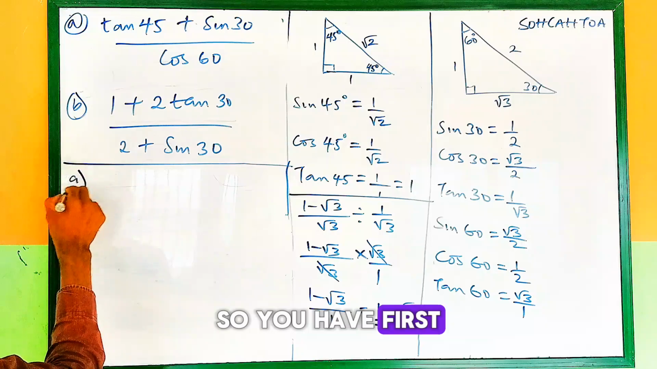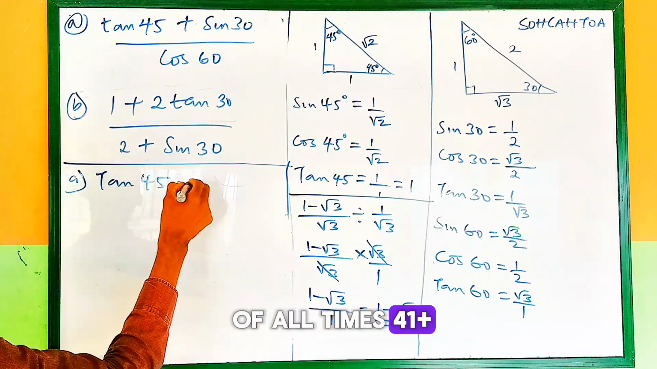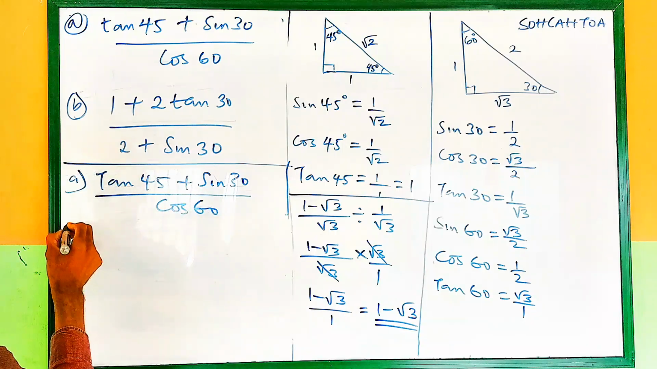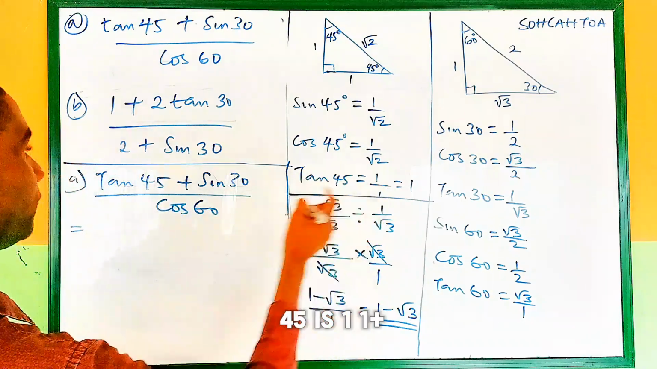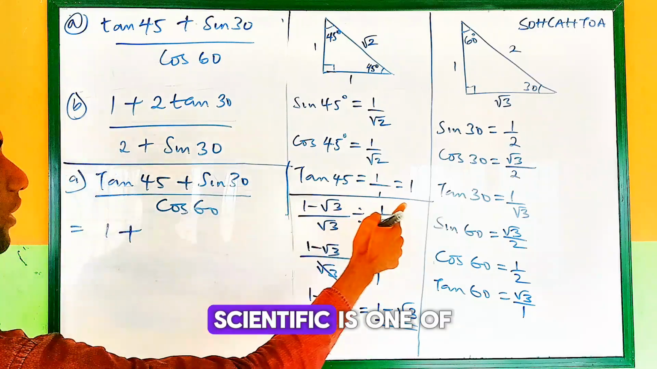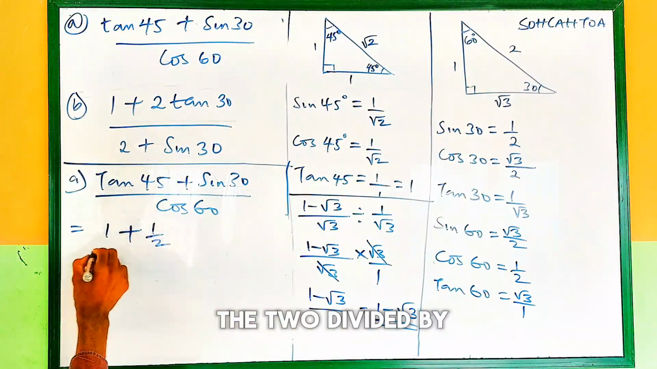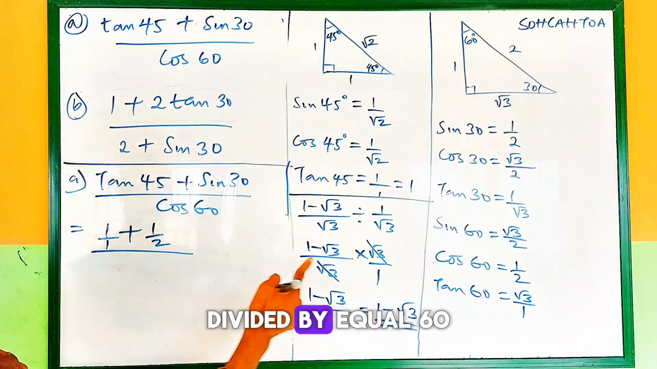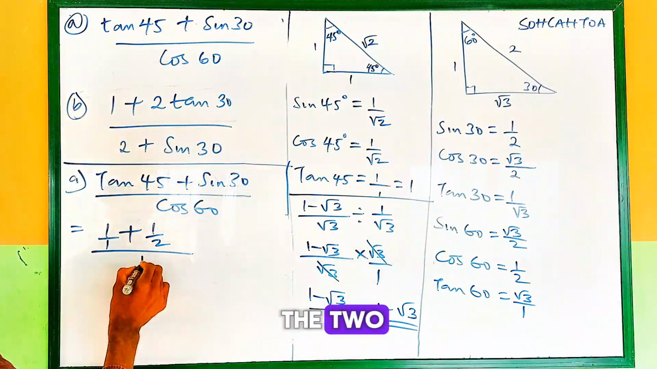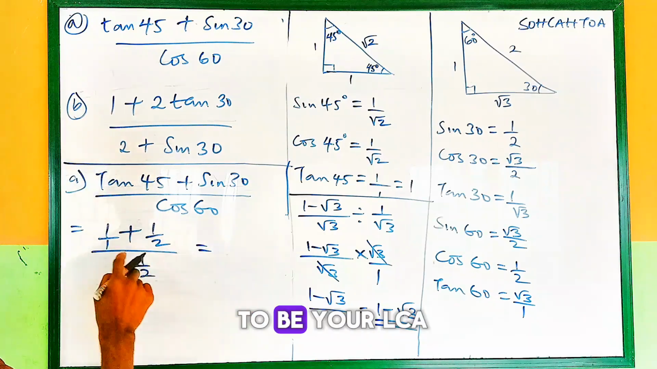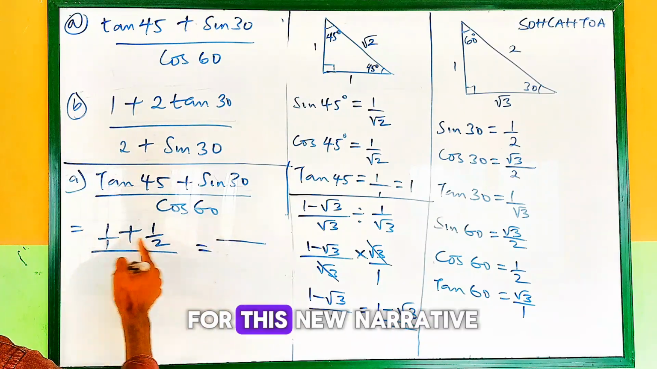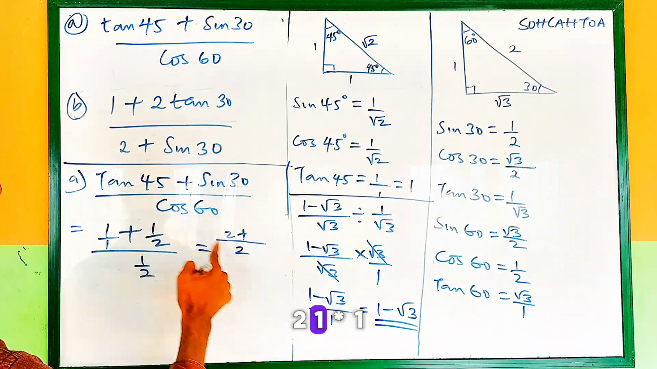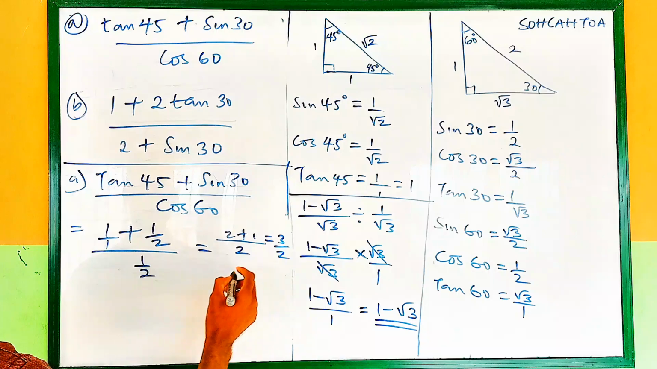So you have the first one, tan 45 plus sine 30, all divided by cos 60. So what is tan 45? It is 1. 1 plus sine 30, which is 1 over 2, divided by cos 60, which is 1 over 2. So your LCM for this numerator is 2. 2 times 1 is 2, plus 1 times 1 is 1. So that is 3 over 2.